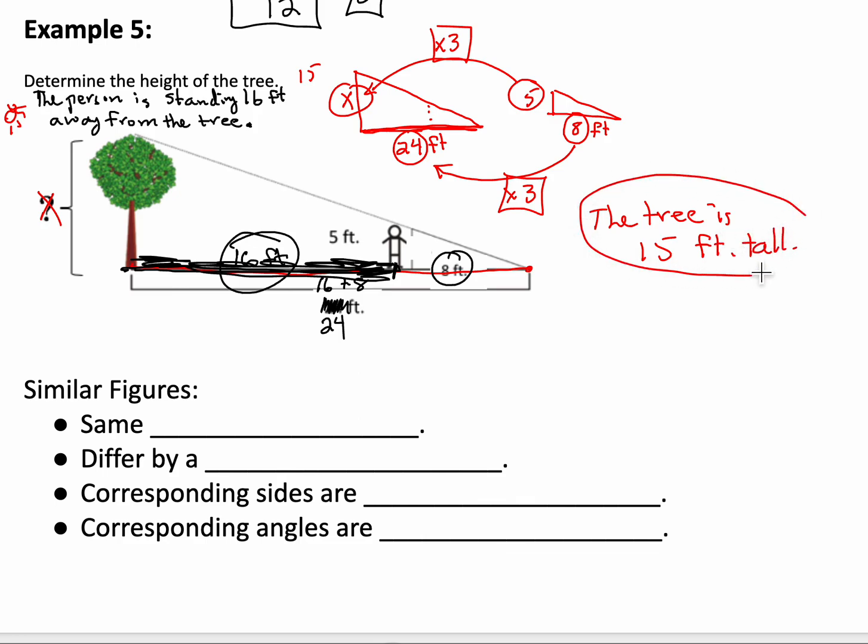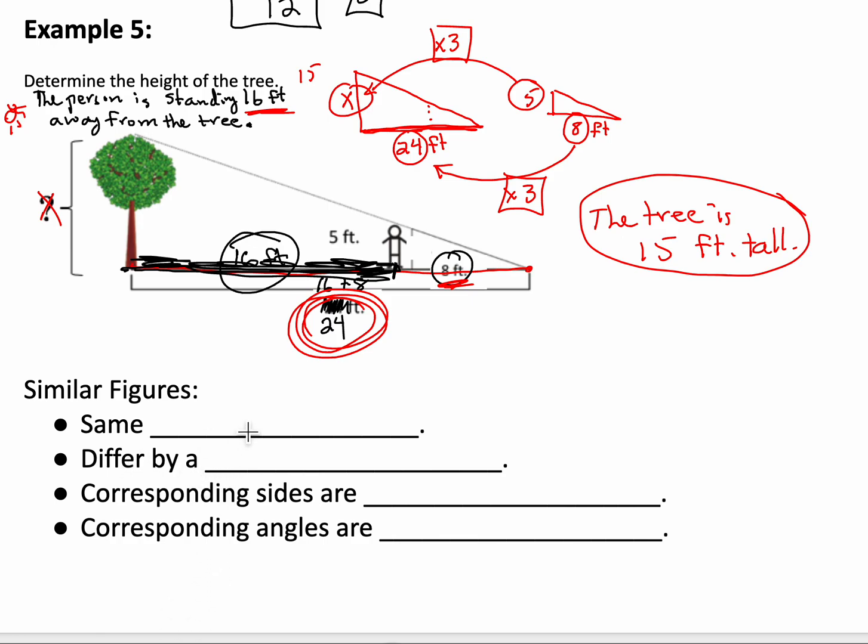And a common problem is to write the tree is 10 feet. So we want to make sure that we get that 24 total if we're given that 16 and the 8. See how they're sort of separated in the problem? We have to put them together to get that 24.